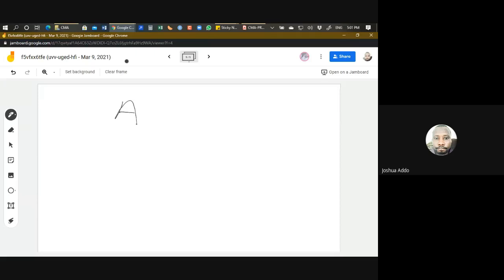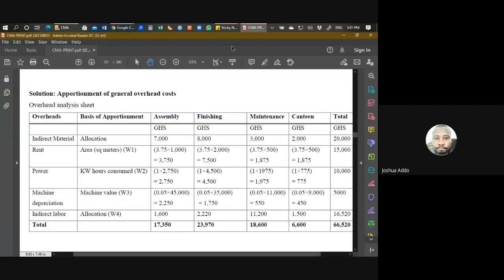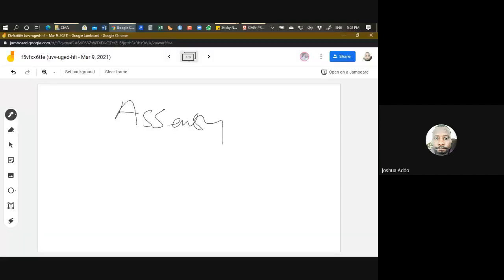So when we do assembly, that department was assembly, right? Yes, it's assembly. Assembly's ratio of area occupied: assembly is occupying 1,000 out of the total 4,000, multiplied by the cost we are sharing, 15,000. It will give you the same thing as we calculated. The way I calculated it and showed you is straightforward and very simple to understand. But if this is what makes sense to you, why not? It will generate the same figures.